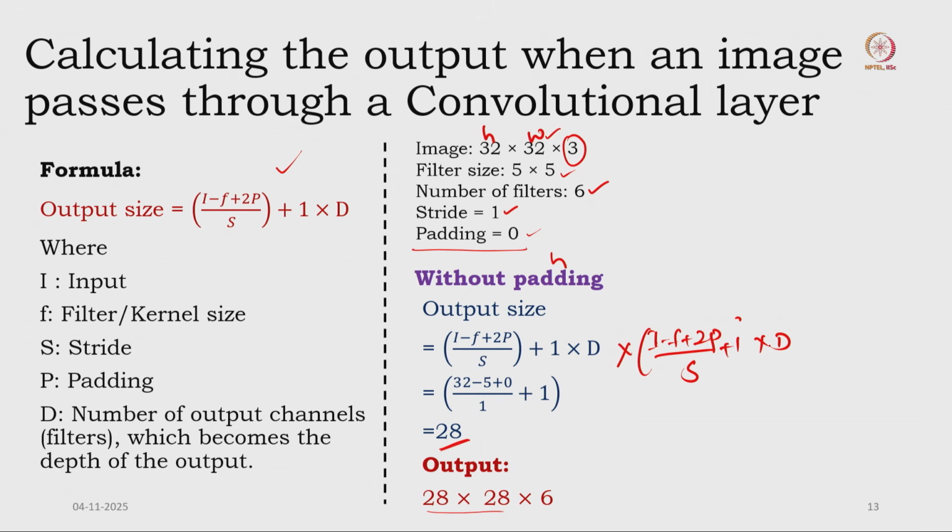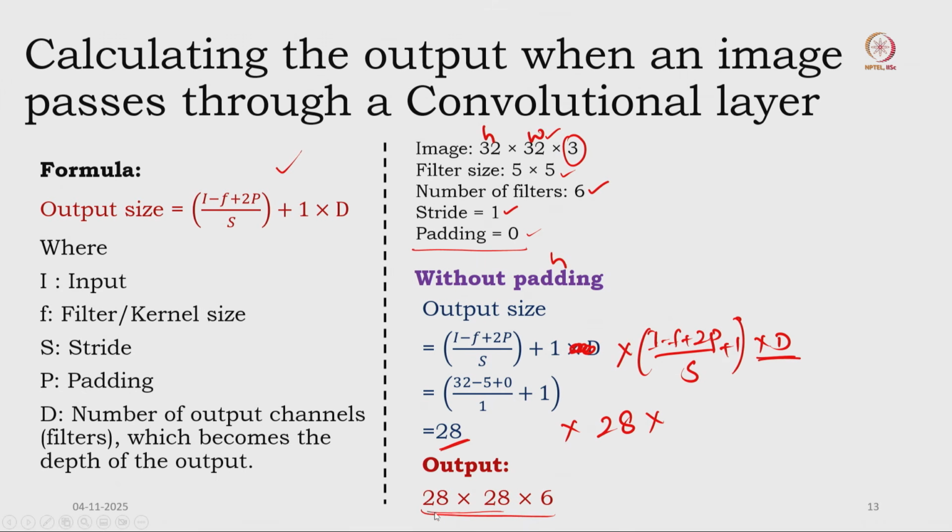So it is the same formula. So it is 28 by 28, into what? What is this D here? D is the number of filters, because for one filter you get 28 by 28. If you take a second filter, you will again get 28 by 28. If you take 6 such filters, you will get 28 by 28 by 6.